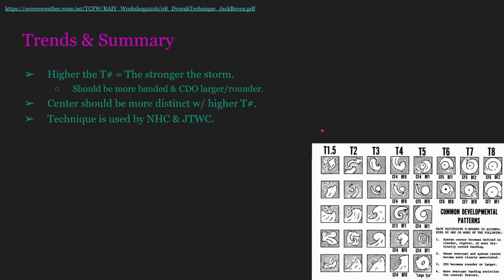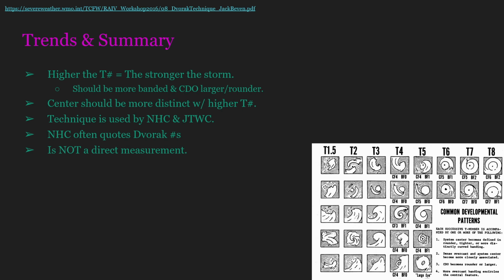Sorry, all jokes aside, this Dvorak technique is used by both the NHC and the JTWC, the JTWC being the Japanese version of the National Hurricane Center. It is also used by a few others as well. The National Hurricane Center, in issuing alerts for or updates on tropical storms, will often quote its Dvorak numbers, saying that the storm is like, say, T5, let's say, with whatever else the update says.